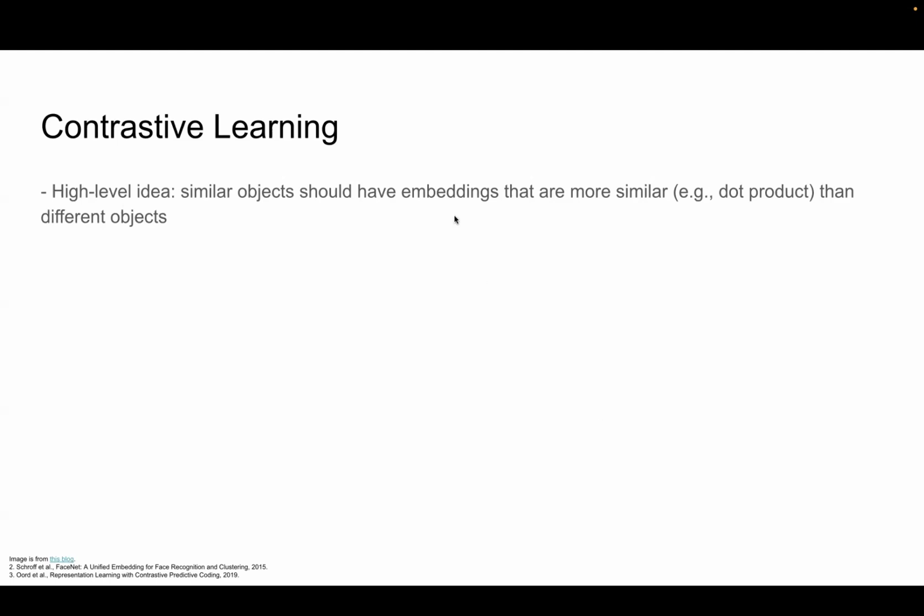And the second method I want to talk about is called contrastive learning. The high-level idea is that given a bunch of objects, you want the embeddings that are coming from the same object to be more similar versus embeddings coming from different objects. And for similarity, we can just use the dot product.